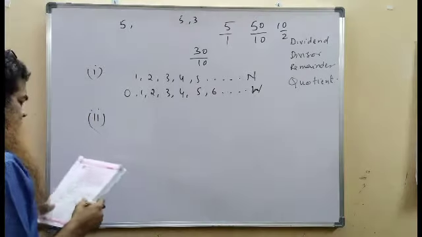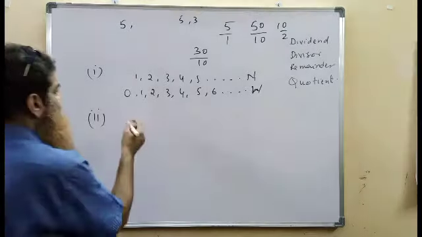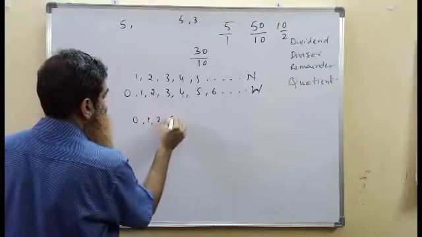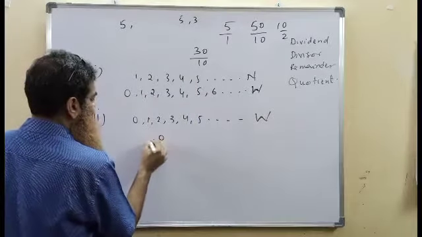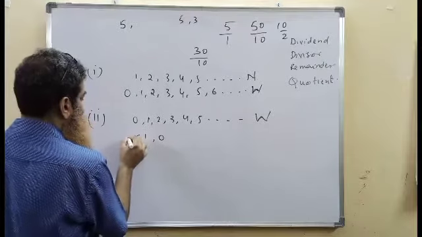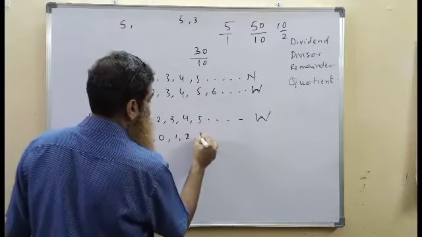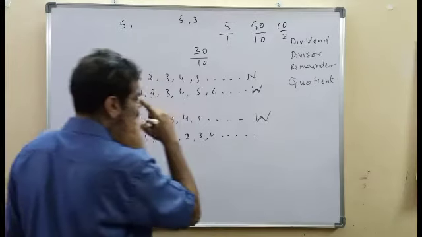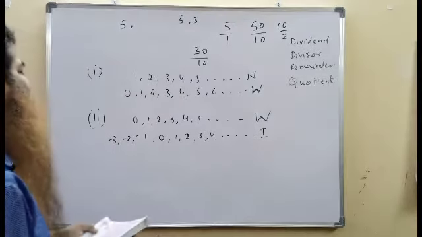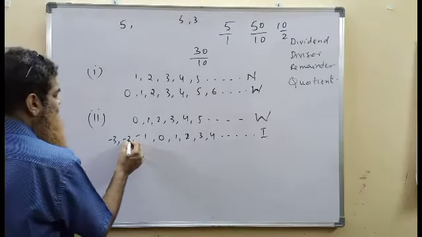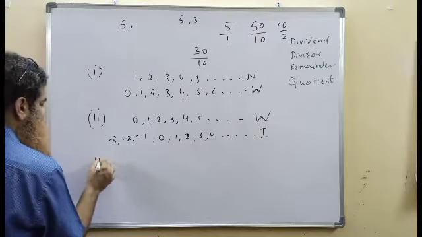The second statement in this list: all whole numbers are integers but all integers are not whole numbers. Similarly here, the list of whole numbers begins with 0 whereas integers go beyond 0. Negative numbers are also included in integers. So all whole numbers are integers but all integers need not be whole numbers. So -1, -2, -3 are integers but not whole numbers, whereas 1, 2, 3 are whole numbers as well as integers.